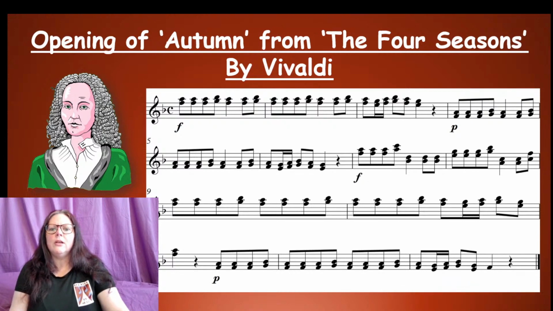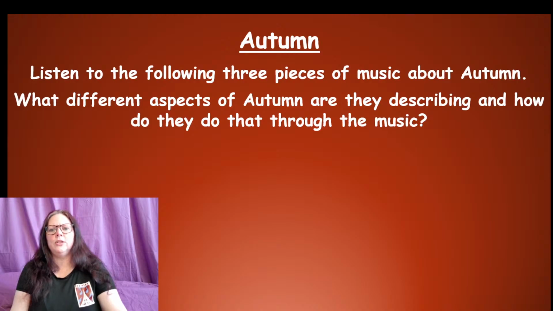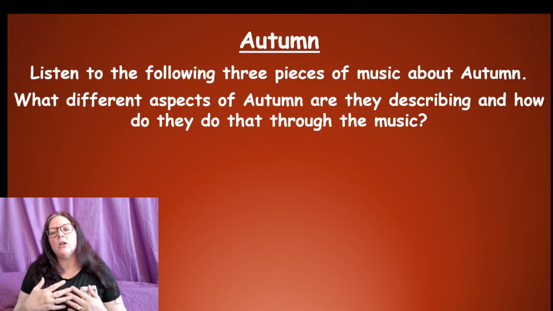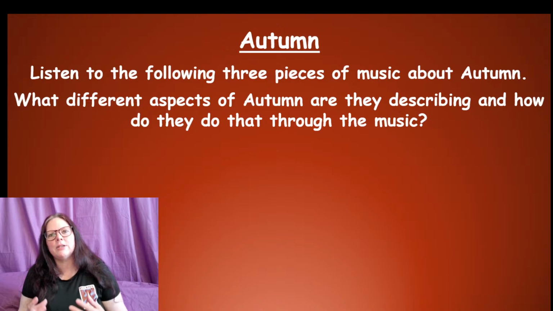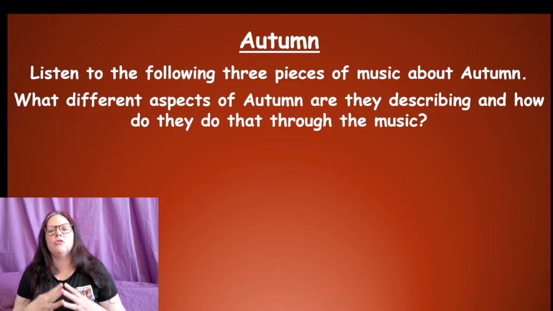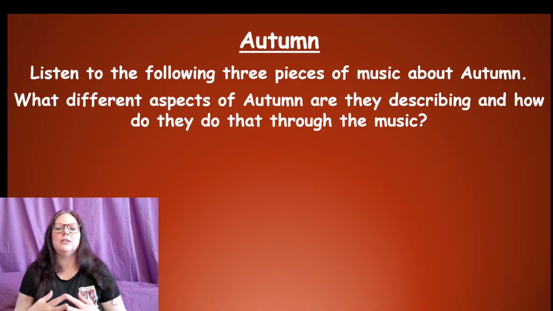So let's have a look at other composers and how they describe autumn. We're going to have a listen to 3 pieces of music that are describing autumn. They're all very different, maybe similar to each other. There's similarities, there's differences. What different aspects of autumn are they describing, and how do they do that through the music?